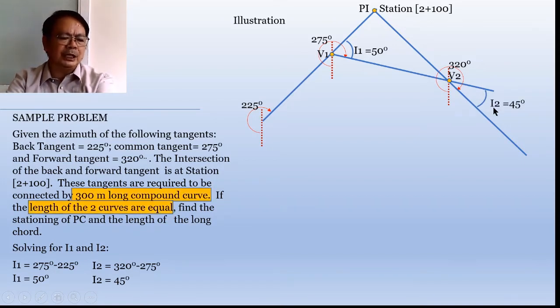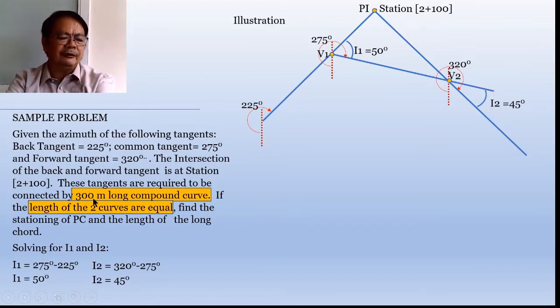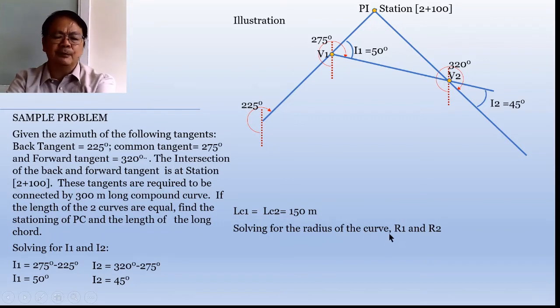Sa makatuwid, we can now compute for the length of the curvature, because in the problem, we are given that the long curve, the compound curvature, has a total length of 300 meters, but the lengths of the two curves are equal. Hence, the first curve and the second curve would have a length of 150 meters. And from here, we can solve for the radius of the curvature R sub 1 and R sub 2. How do we get R sub 1 and R sub 2?